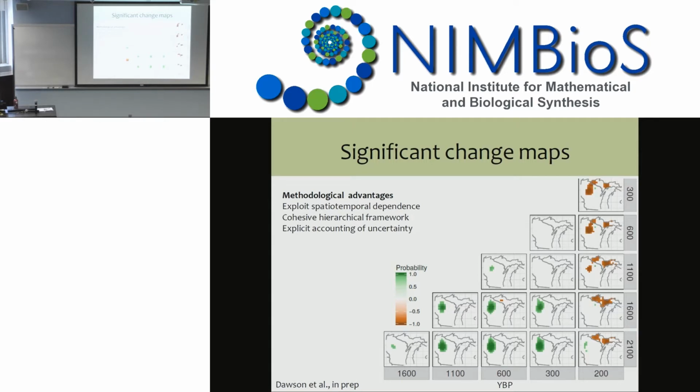Okay, so what do we get out of building this space-time model? This is a Bayesian hierarchical model. What we get is this cohesive hierarchical framework that allows for this explicit accounting of uncertainty. And so not only can we make maps of how forest composition has changed back through time, we can also think about where are the significant changes. And when I say significant, I mean statistical and ecological. And so here we can look at how hemlock, I'm not going to describe that, but that's what we can get out of it. I'm going to run out of time.